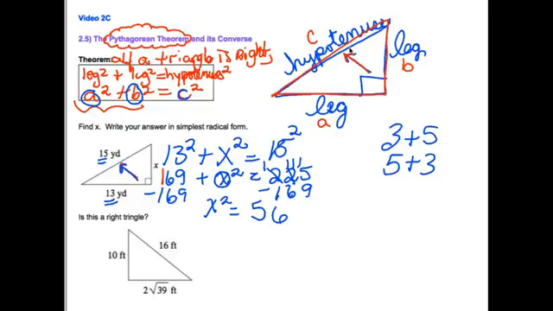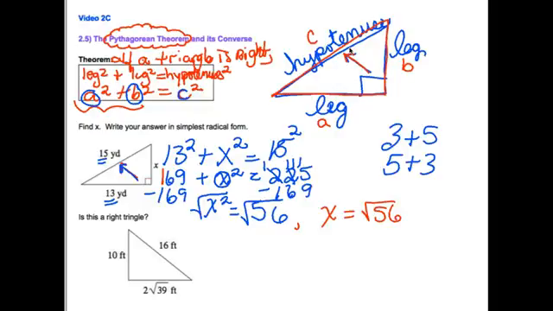To undo a square, its inverse operation is to square root. So these always end in square rooting both sides. How do they always end? Answer: square root both sides. And I get x is equal to, I'm going to write this over here because I don't want to run into the next problem, x is equal to the square root of 56.